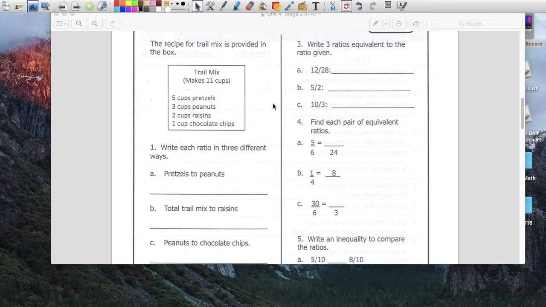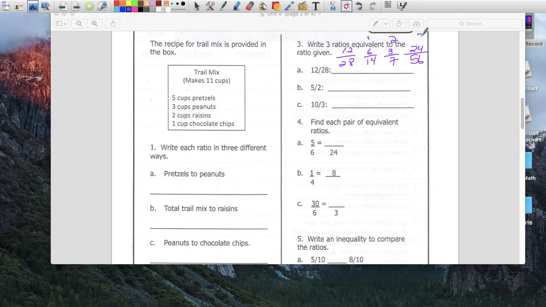Number 3, write 3 ratios equivalent to the ratio given. So here's 12/28. I'll write it like this because I think it's easier. Write 3 new ratios that have the same meaning as 12/28. You can simplify, scale up, or scale down. You can write 6/14. That's the same. And then I can write 3/7. That's also the same. If I wanted to go higher, let me double 12 to 24 and double 28 to 56. So there are 3 different ratios.